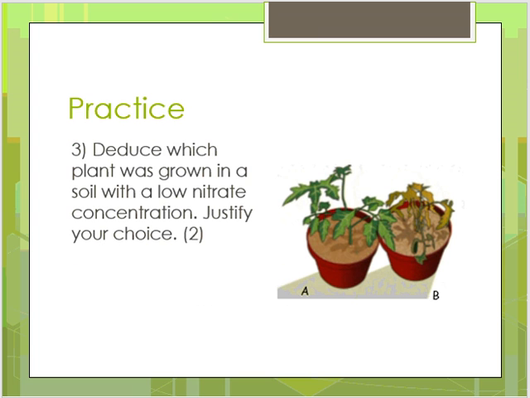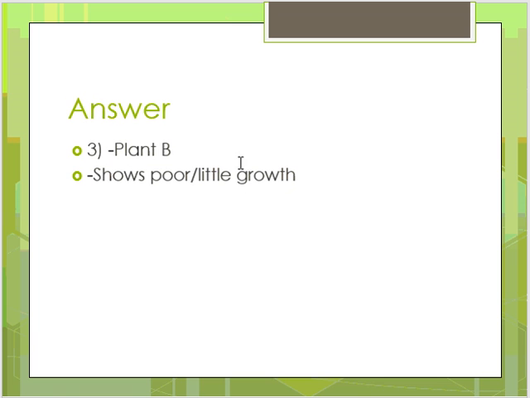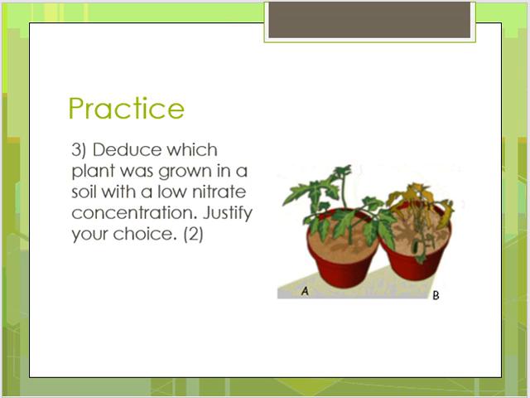And then we have another practice question here. Deduce, or just determine, which plant was grown in a soil with low nitrate concentration and justify your choice. So A or B, and explain how you know. 1 mark for saying which plant, the other mark for your explanation. You can pause the video and take a minute to do that. Plant B is the plant grown with low nitrates because it shows poor or little growth, which you can see here.